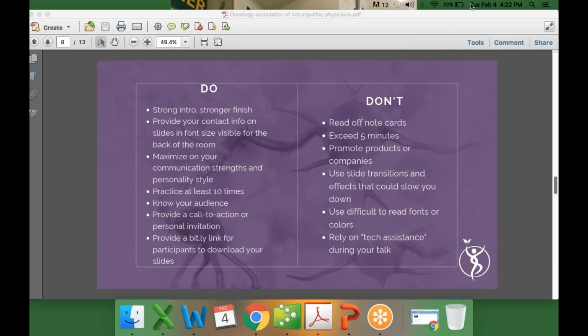Don't promote companies. I think that we've gone through this. And don't rely on tech assistance. This isn't going to be something during the talk that we're going to be able to make a quick turnaround. So this needs to be rather self-sufficient.